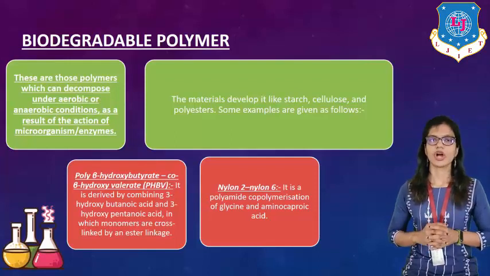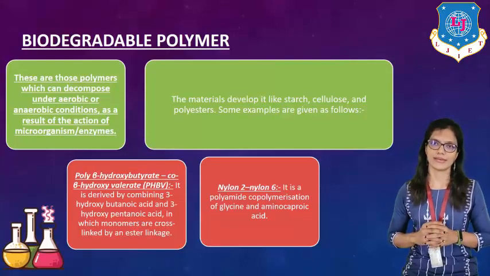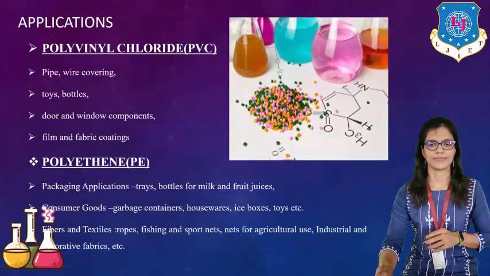Now, when we talk about nylon 2-nylon 6, it is a polyamide, a copolymerization of glycine and aminocaproic acid. It combines two things, glycine and aminocaproic acid.